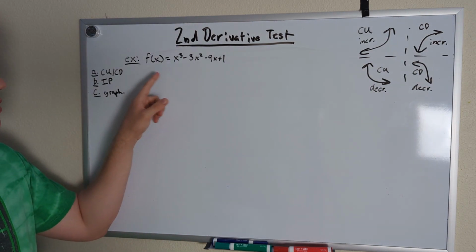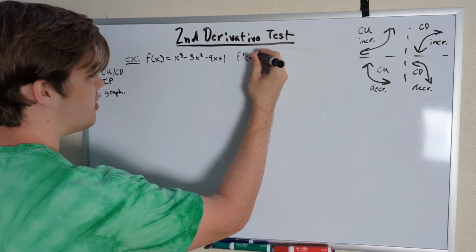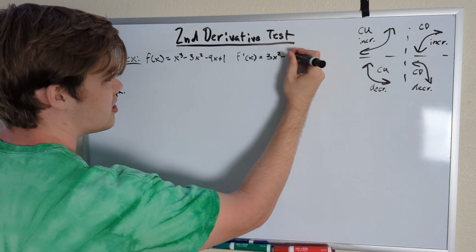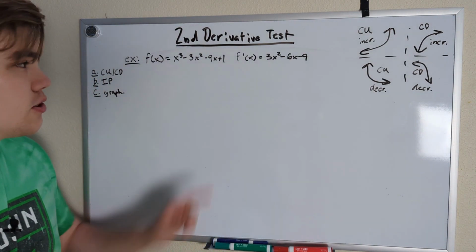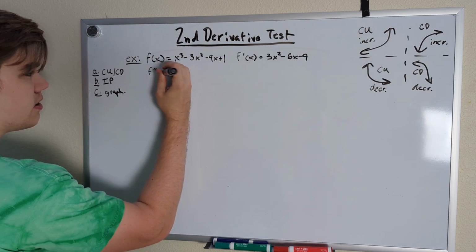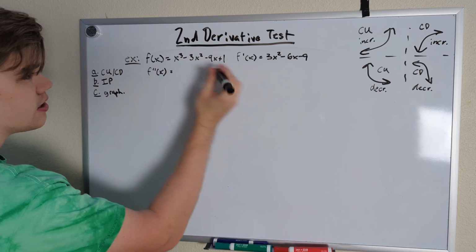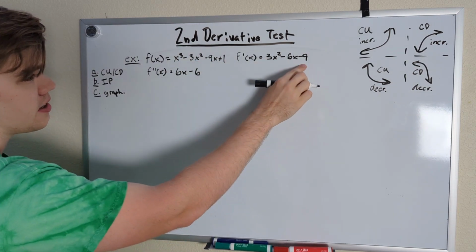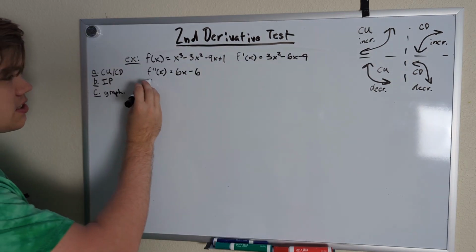So first of all, we should probably find both of these derivatives. F prime of x, which we found in the last video, is equal to 3x squared minus 6x minus 9. The derivative of a constant is equal to 0, so we don't have to write that. But we also need f double prime of x, aka the second derivative. So what's the derivative of this function? Well, we just do the derivative again. This is equal to 6x minus 6. And once again, a constant just turns into 0 when you take its derivative. So this is our second derivative.